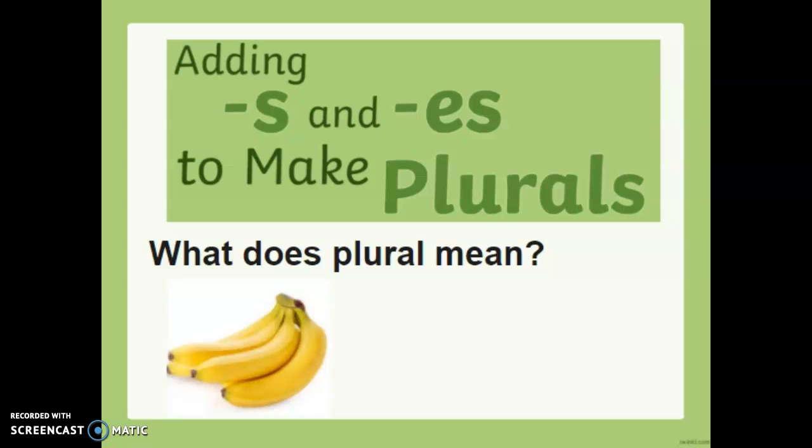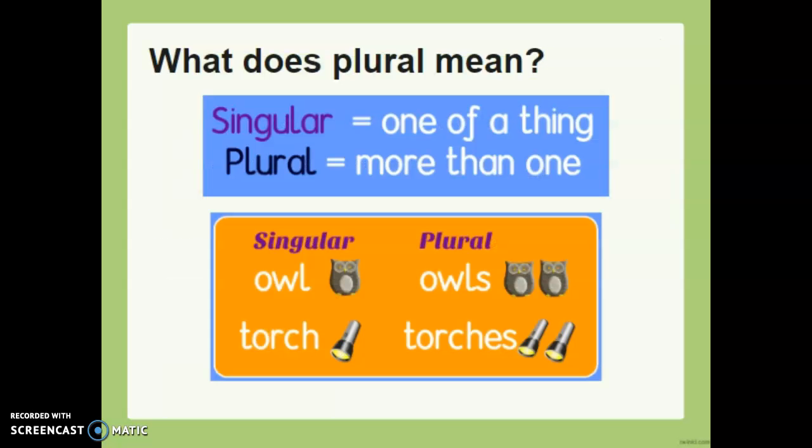Today in phonics, we're going to be adding S and ES to words to make plurals, okay? You might be thinking, what does plural mean? Have a think about it, pause the video and have a think if you can remember what plural means. How did you get on? Did you remember what plural means? Okay, I'm going to show you on the next slide.